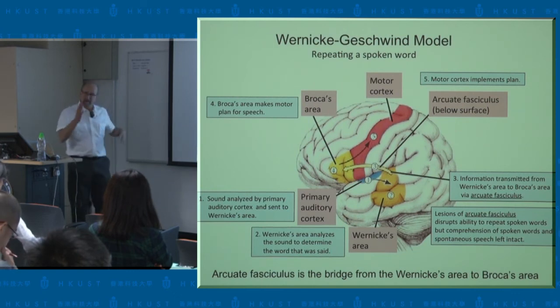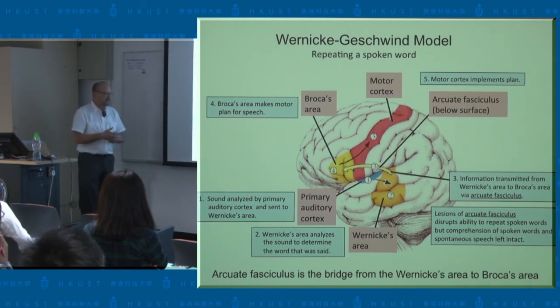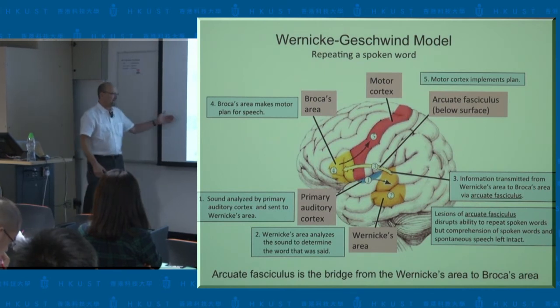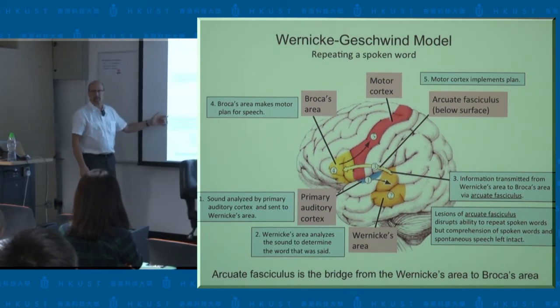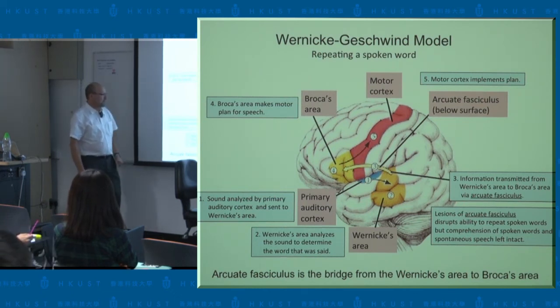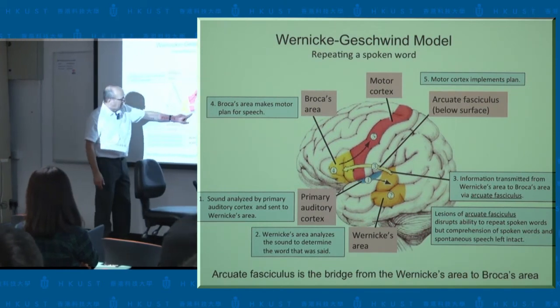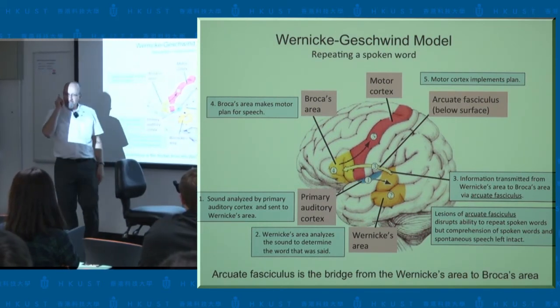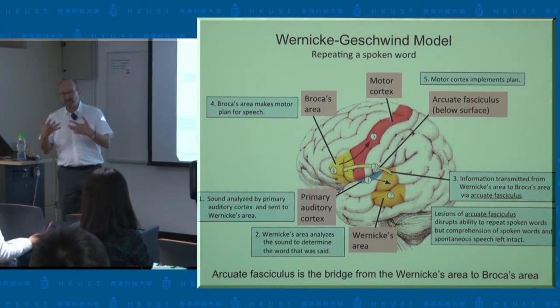Great. So let me work you through this, okay? Just a fun example. So let's follow repeating a spoken word, the example we just brought up, okay? So your sound is analyzed in your primary auditory cortex. So we find this right here. So sound is acquired, obviously, by your ear.